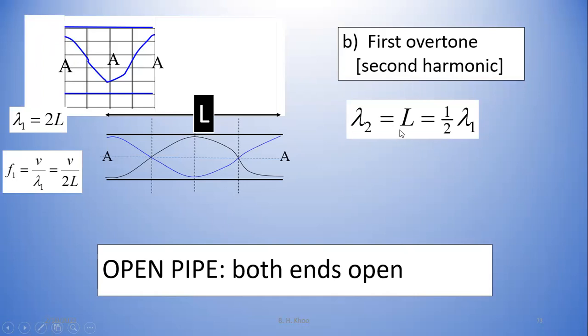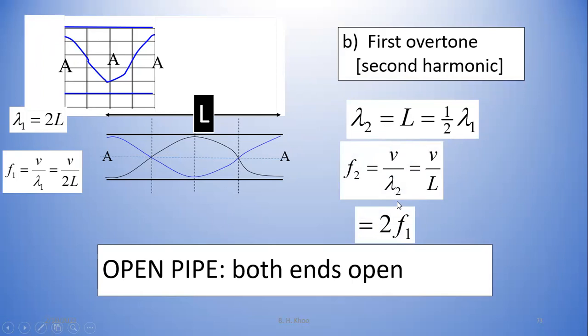So in terms of lambda 1, L is half lambda 1. And f2 is v over lambda 2. Lambda 2 is L. Okay, so this is 2f1. Okay, so far? You should be able to derive it.